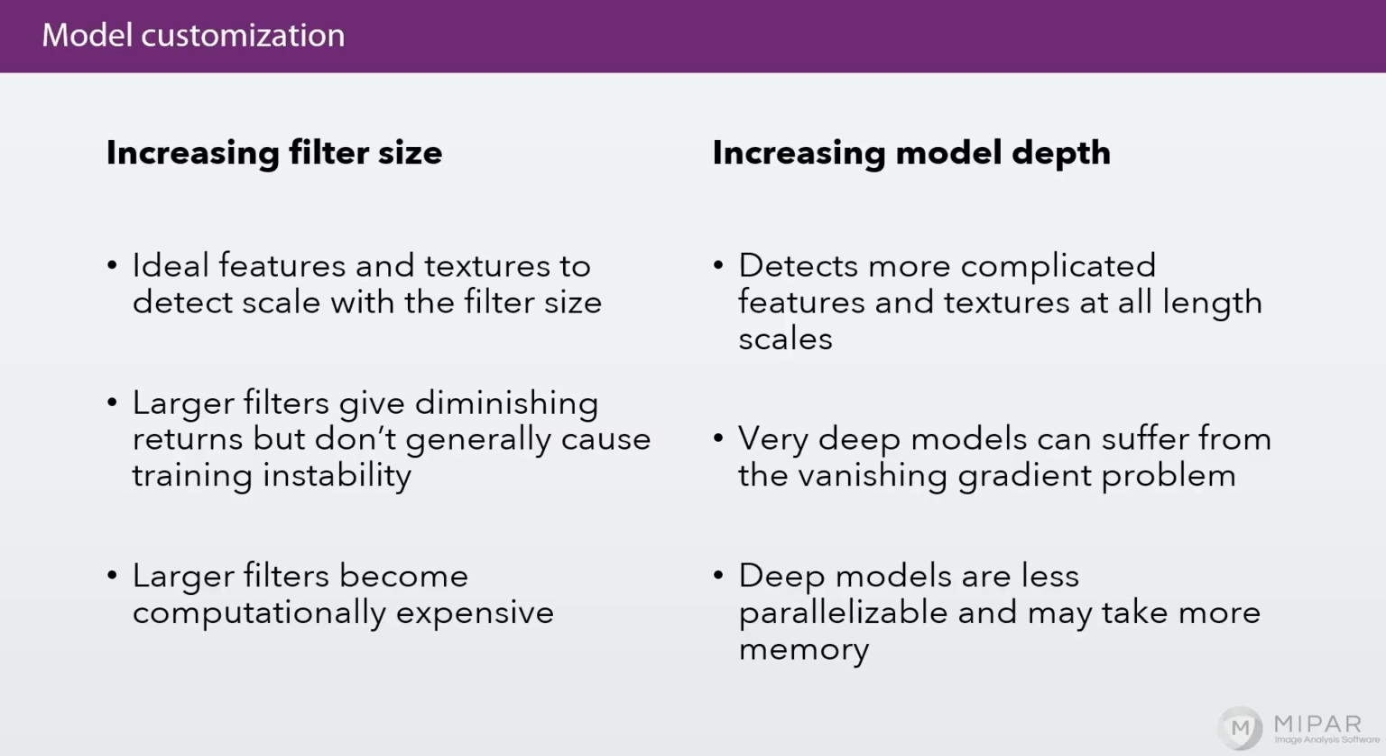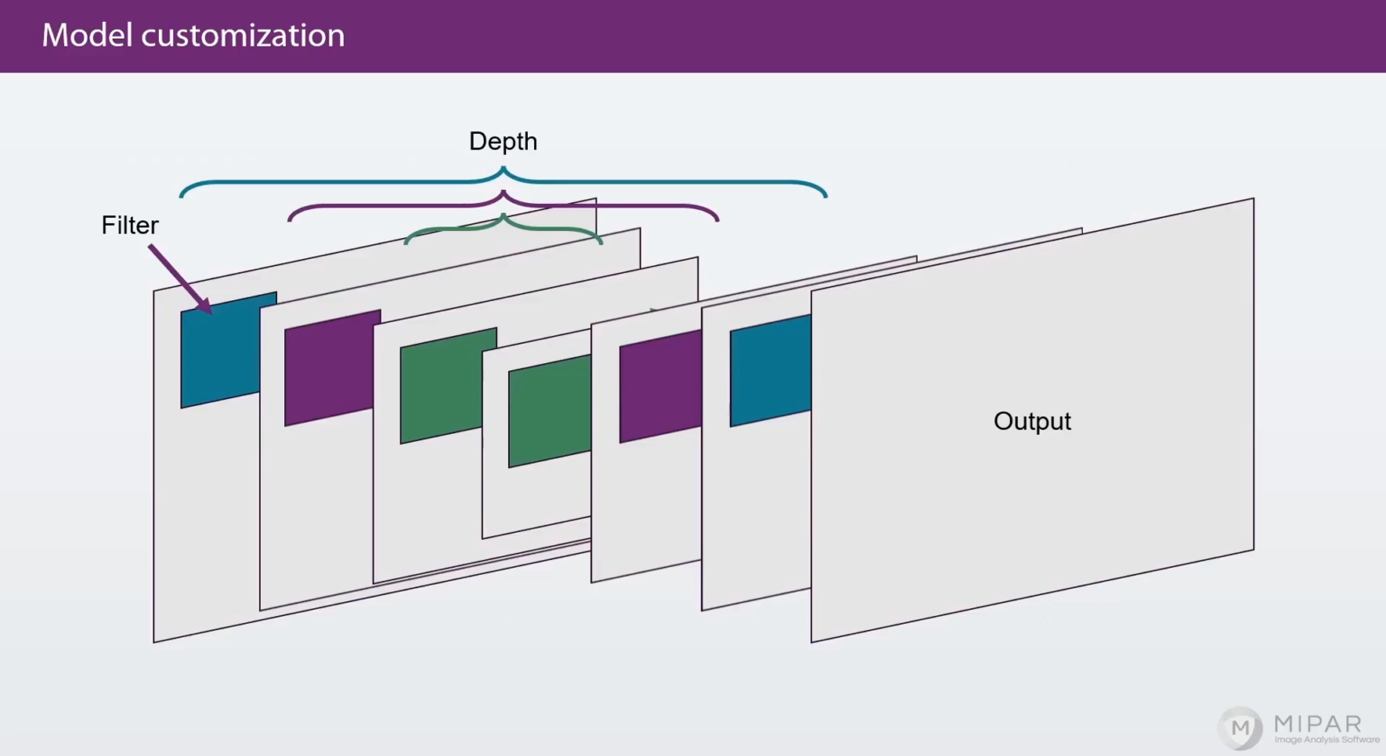Another consideration is that larger filters give diminishing returns for the amount of compute that you're asking the computer to do. But you don't generally cause training instability if you increase the filter size too much. Whereas very deep models can suffer from the vanishing gradient problem. That's where the training process is trying to reach all the way back through these filters and make decisions about the first couple of layers, and that becomes very difficult. So the model training just becomes ineffective.